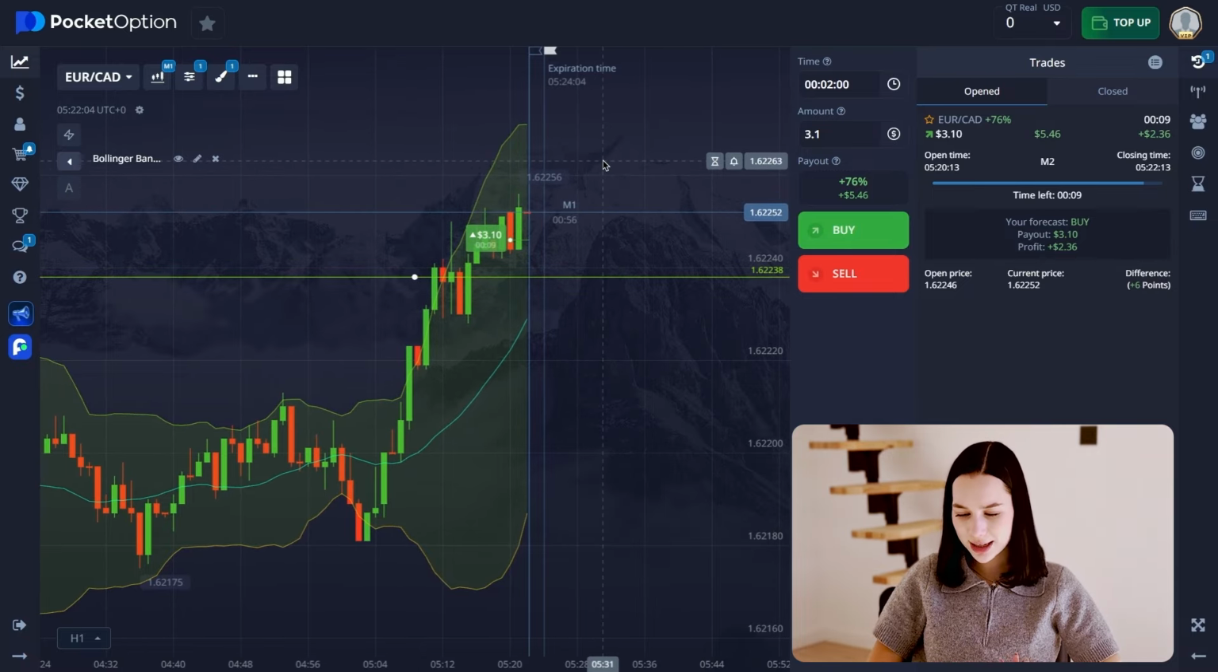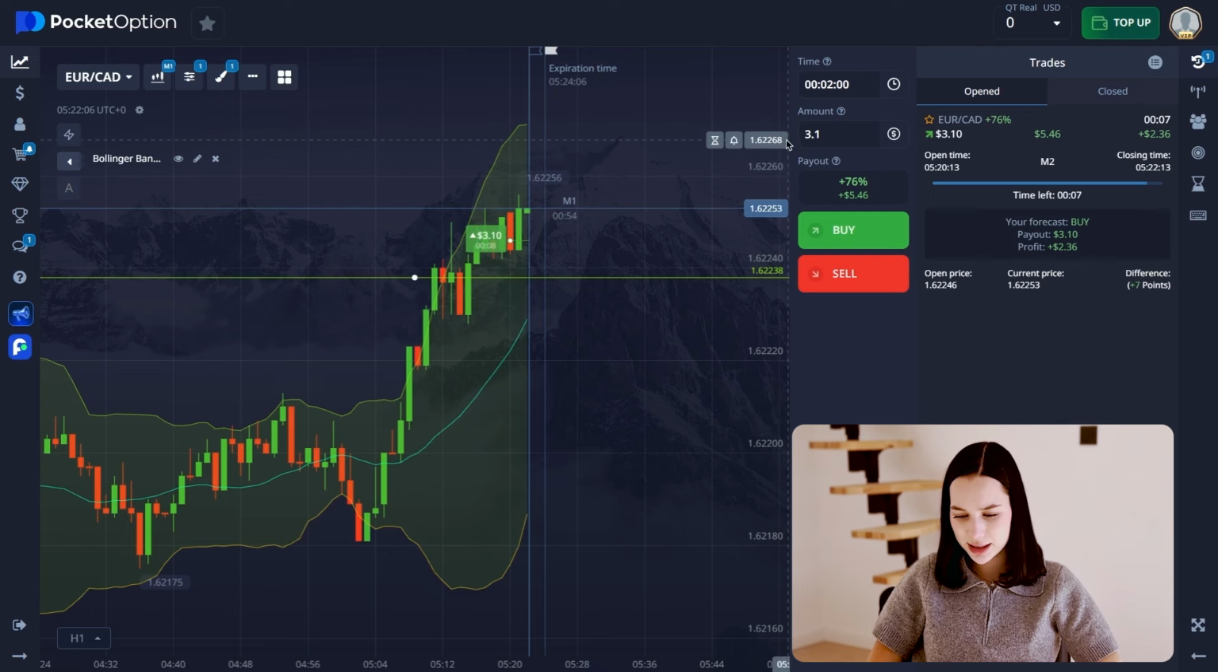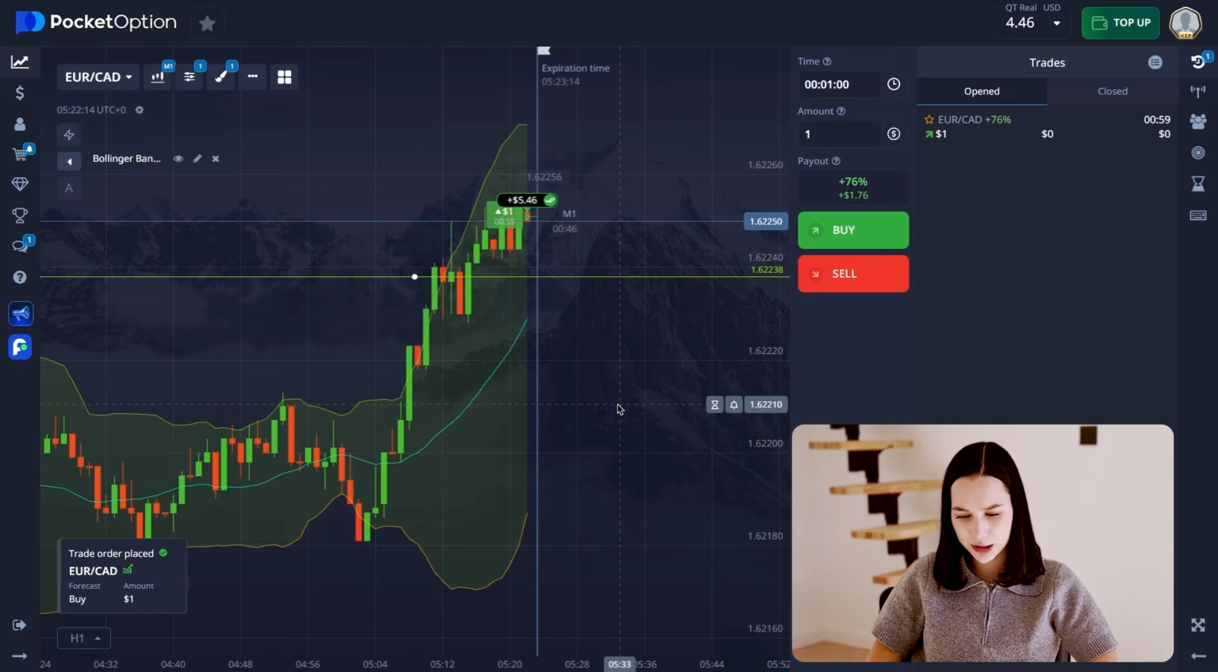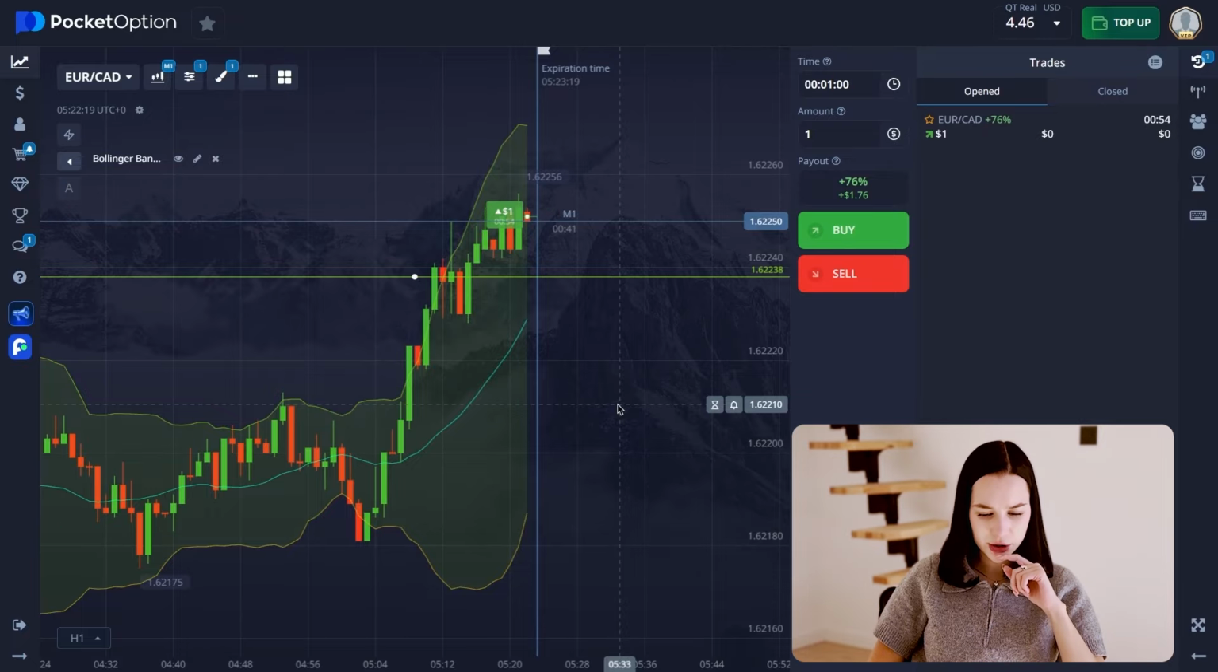So now it's 10 seconds to the end of our trade, guys. Let's wait. Okay, we're gonna change our amount of money per trade and time to 1 minute. Okay, this one we close in a plus and then we immediately open another buy trade for 1 minute as well. So here's still the continuation of the upward trend.